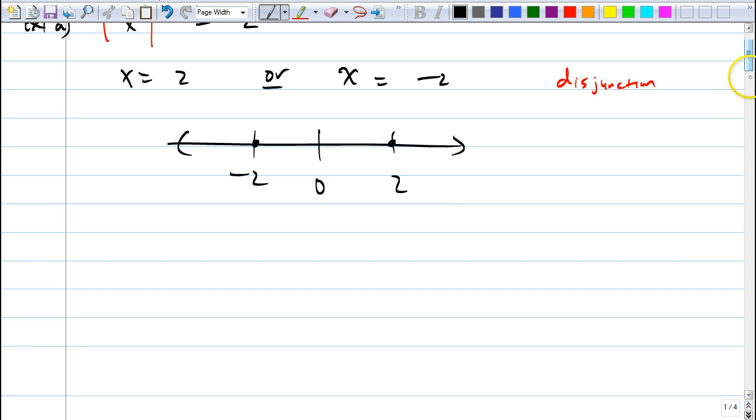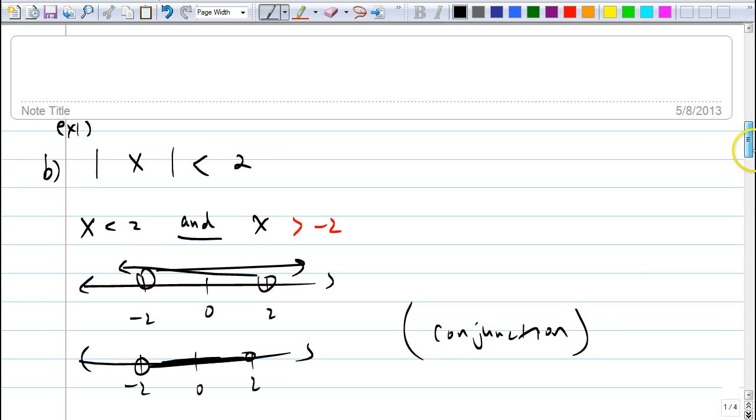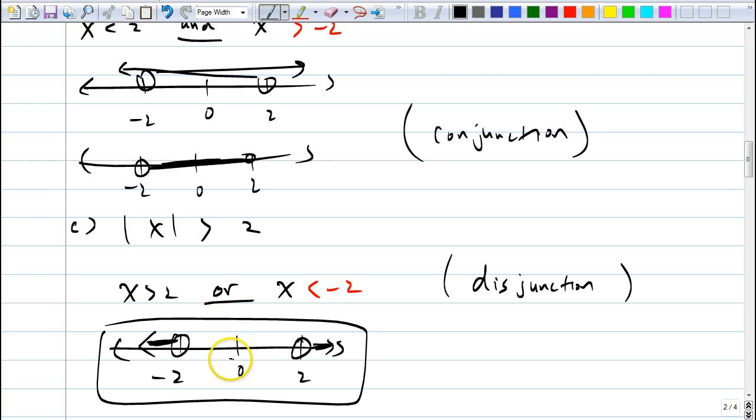Does it work for the inequality that we did? X less than 2, right? This means x has to be less than 2 units from where? 0, right? Look at all these points between negative 2 and 2, aren't they less than 2 units from 0? What about C here? Does that work out the same way? Yeah. This says absolute value of x is greater than 2, so that means x is greater than 2 units from 0, right?